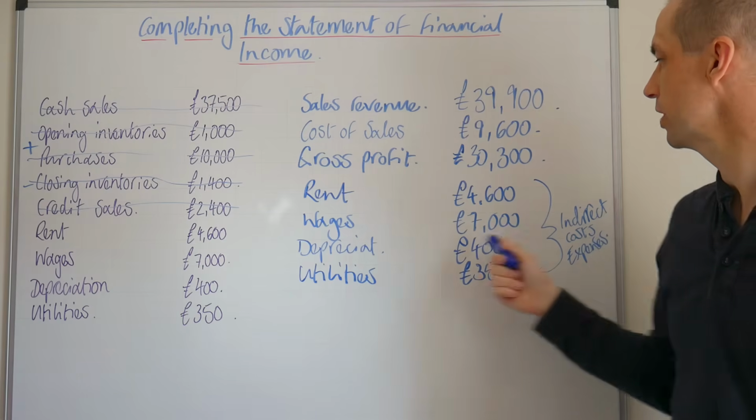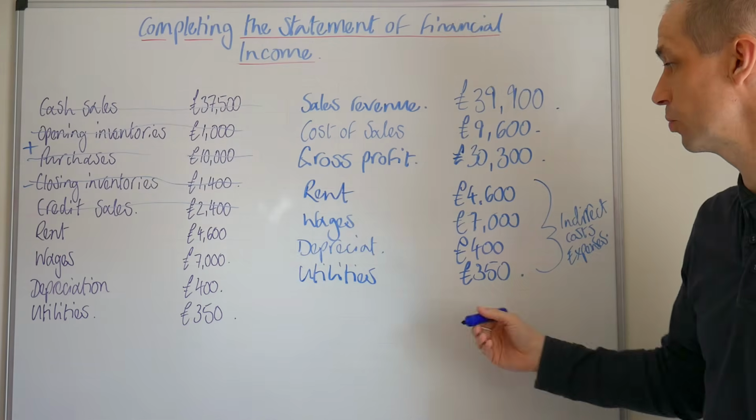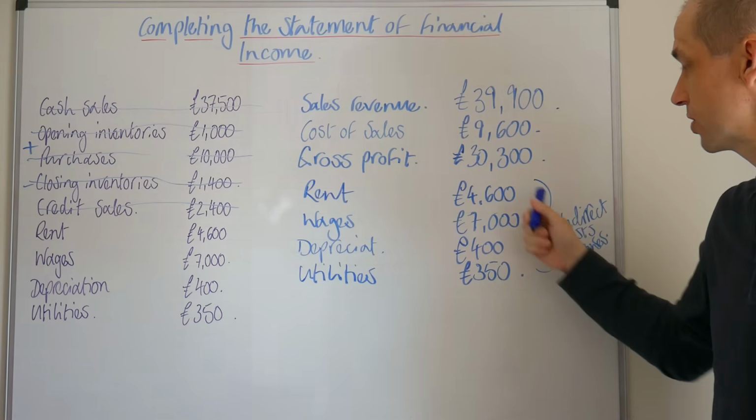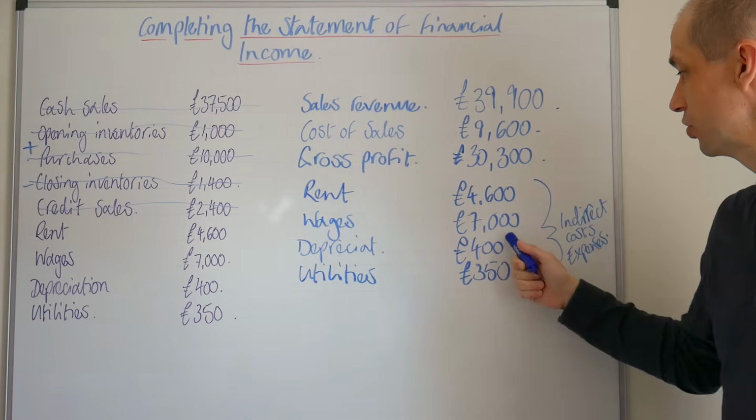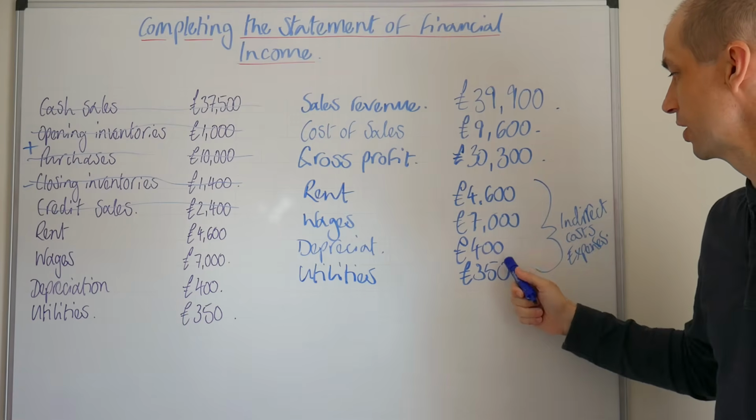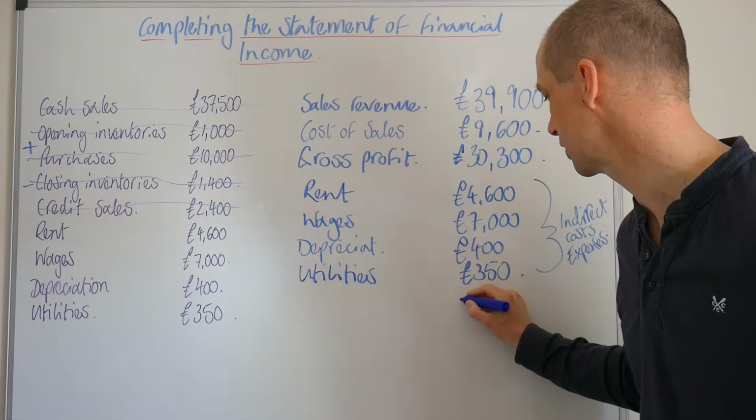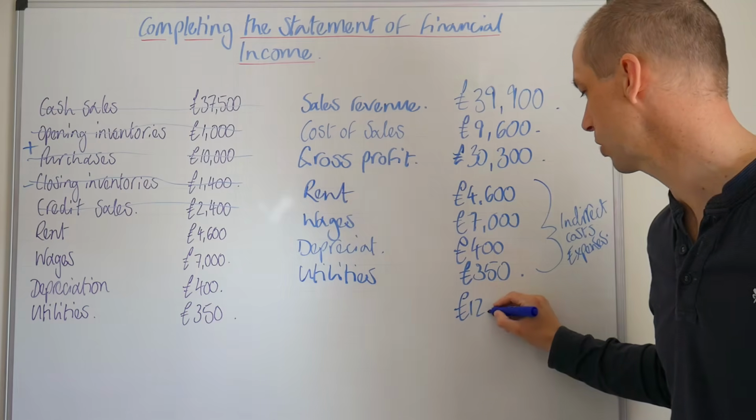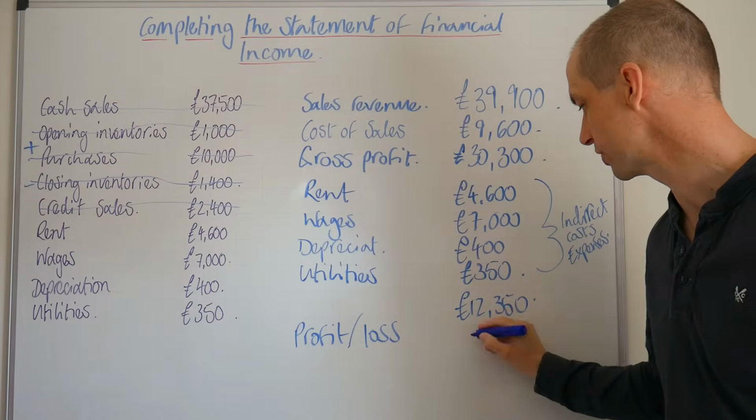Now we need to total up our expenses just to really understand exactly where the business is. So we can see we've got 11,600, 12,000, 12,350. That comes to a total of 12,350. Now I can work out the profit or loss for the year.